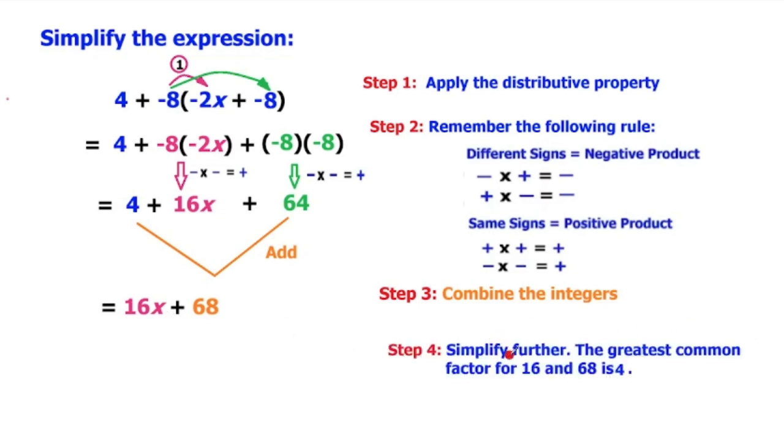So now we can simplify further. The greatest common factor for 16 and 68 is 4. So what we could do is pull the 4 out. So divide 16 by 4 and 68 by 4. 16 divided by 4 is 4. And then 68 divided by 4 is 17. So we just pull out the 4 and we're left with 4 times bracket 4x plus 17. And that's all there is to that problem.